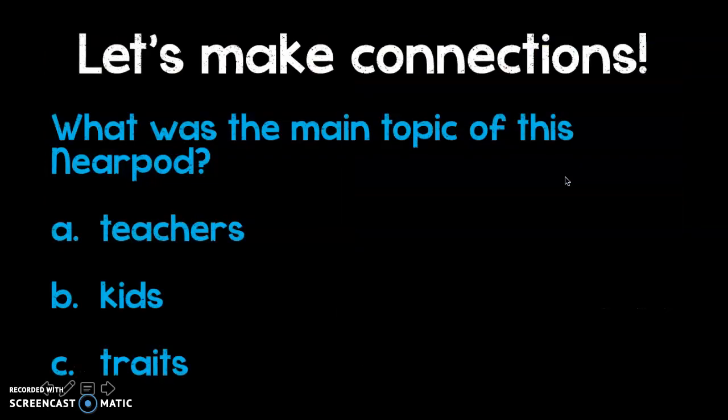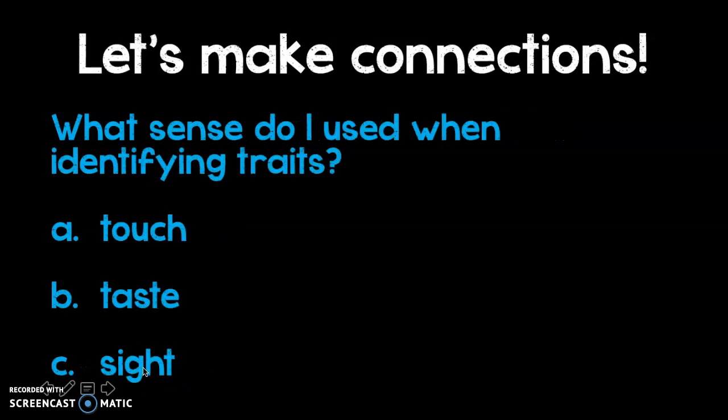So let's make some connections. What was the main topic of this Nearpod? Remember, we've been talking about the main topic, so what the text was mostly about. So was this mostly about A, teachers, B, kids, or C, traits? Did you say traits? You'd be right. It wasn't all about teachers or kids. It was all about how the teachers, kids, dogs, animals, everybody has the same traits.